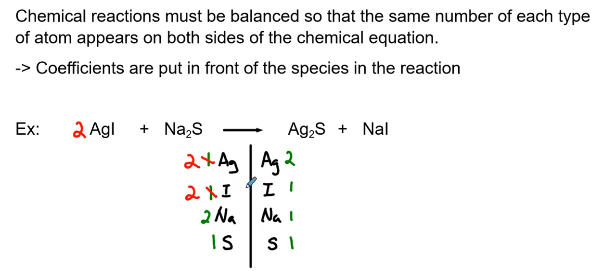So I have 2 iodine here. I need to have 2 on this side. And I'm not going to despair that I've unbalanced the iodide by balancing the silver. It's a process that we have to work through. I have 1 iodide, so I want to put a number here that's going to multiply to give me the 2 that I want. So I'm going to put a 2 here again, because 2 times 1 is 2. Notice that also changed my sodium value.